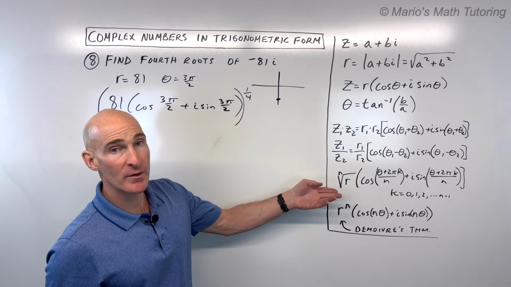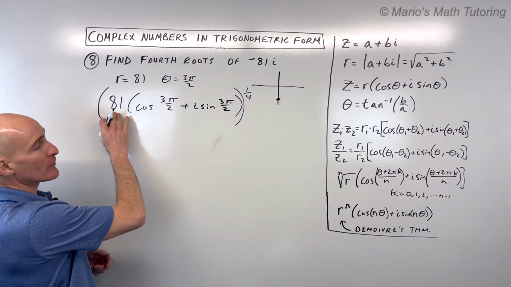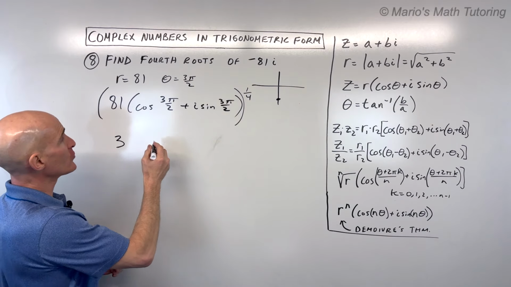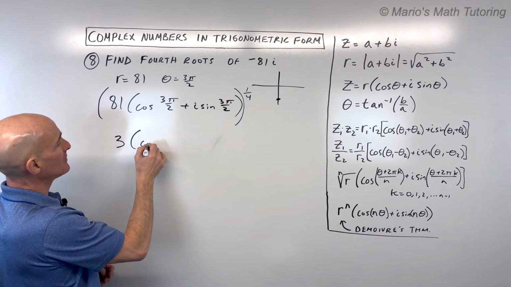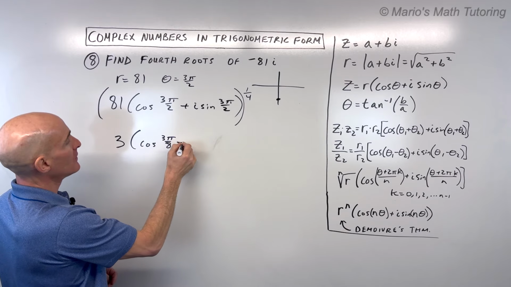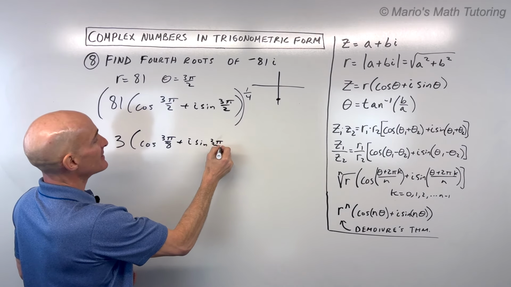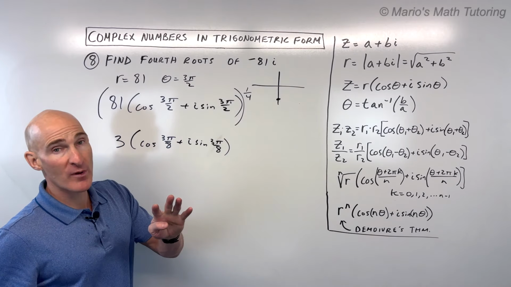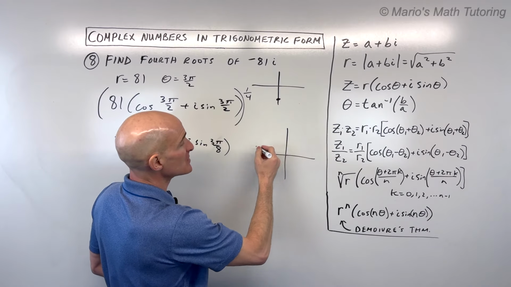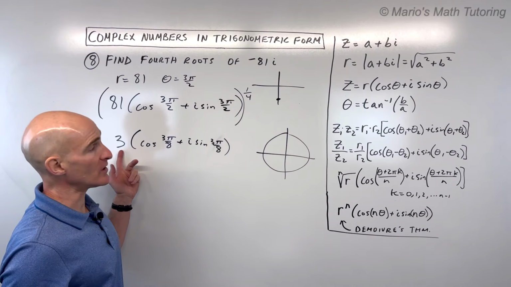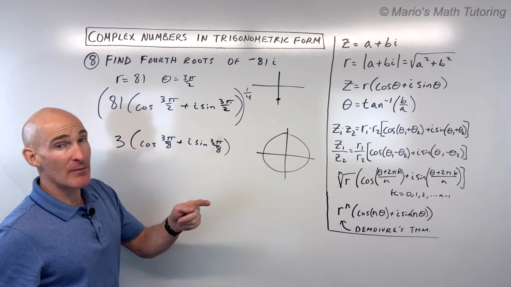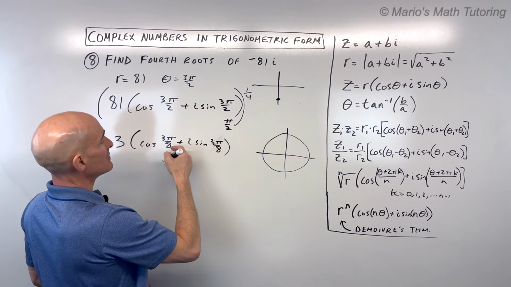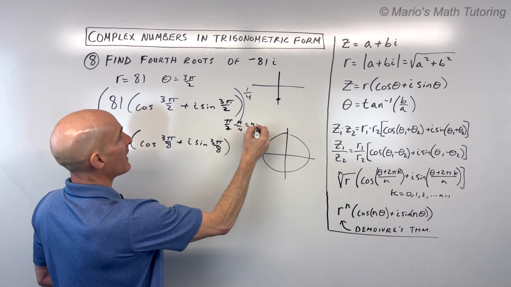Using our nth roots formula or the pattern I was showing you earlier, we take the fourth root of 81, which is 3. We divide the angle by 4 since we're taking the fourth root, so that's going to be 3 pi over 8. That's going to be our first angle, plus i sine 3 pi over 8. To get the next angle, we take 2 pi, or if you're in degrees, 360, divided by 4. Remember, when you take these roots, they're going to be equally spaced around a circle of radius 3, and 2 pi divided by 4 is pi over 2. So now pi over 2 is the same thing as 4 pi over 8.